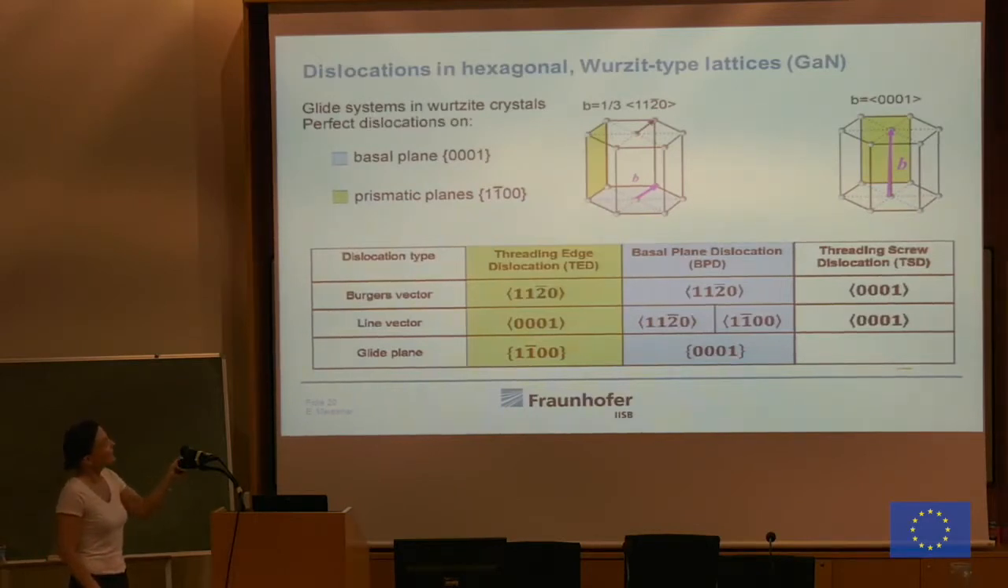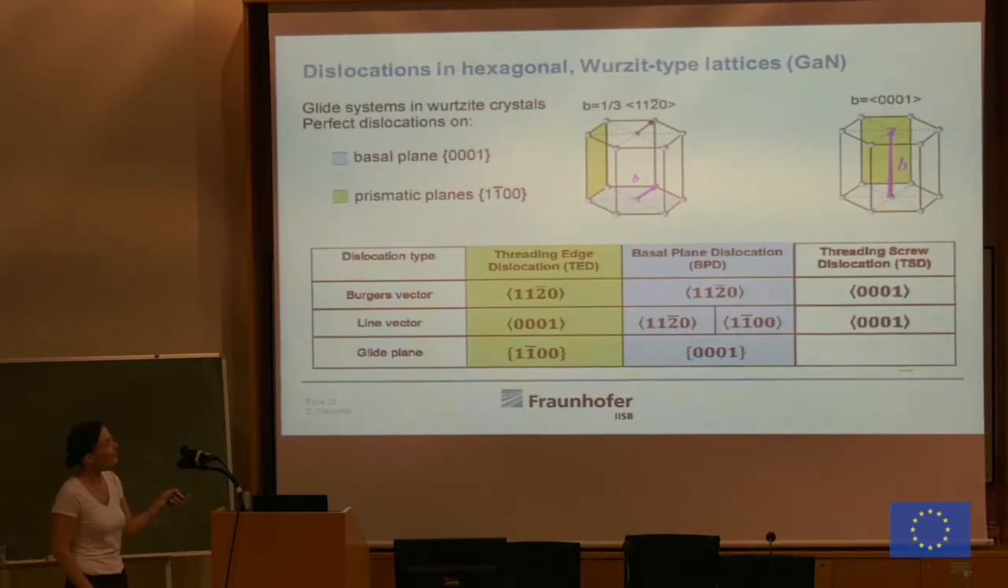So typically, we find dislocations that have their dislocation lines along the growth direction of the crystal, which is the C direction. So this is perpendicular to the basal plane. And you see that we have a threading edge dislocation, a basal plane dislocation, which is lying in the basal plane, and a threading screw dislocation. And there are, of course, these abbreviations for that.